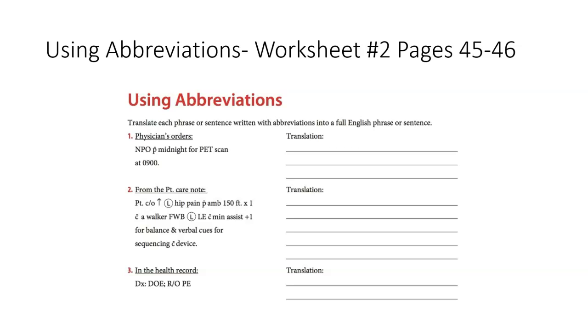For the abbreviation worksheet, I want you to do worksheet number 2. We're going to skip worksheet number 1. This is on pages 45 through 46. You'll have the abbreviations there. These are from that approved abbreviation list. I want you to write it out into a full sentence in each translation.